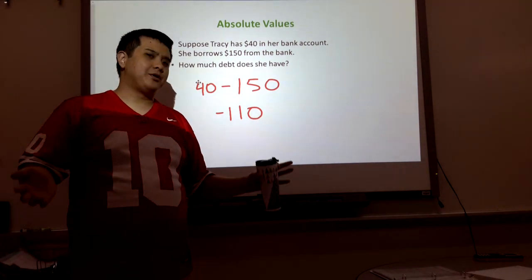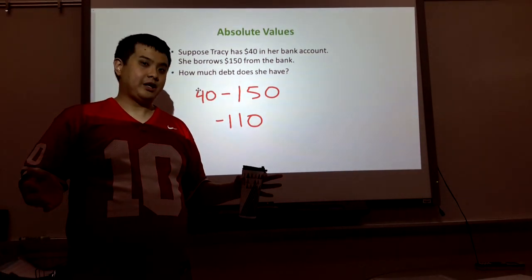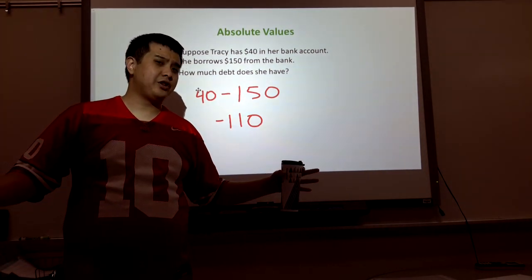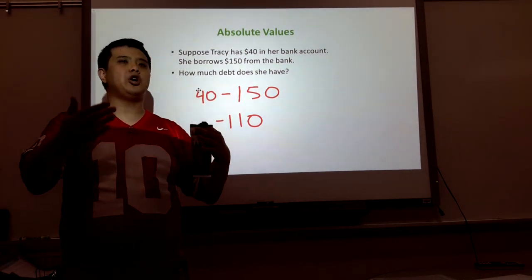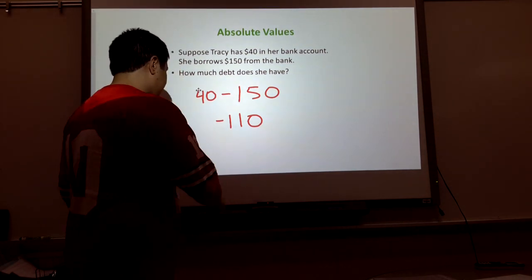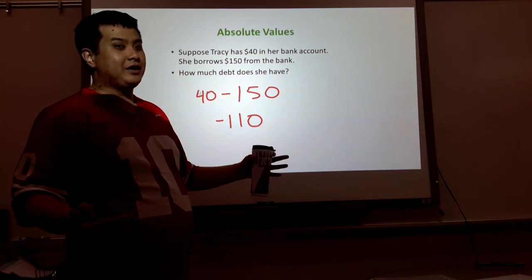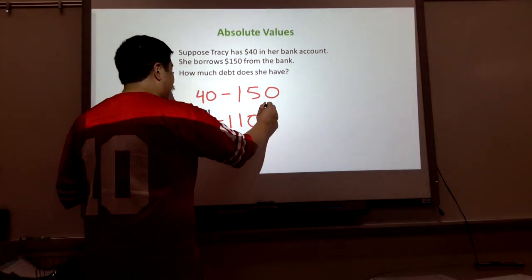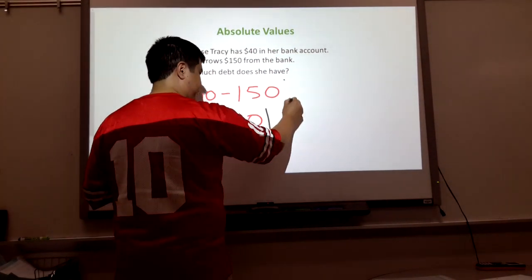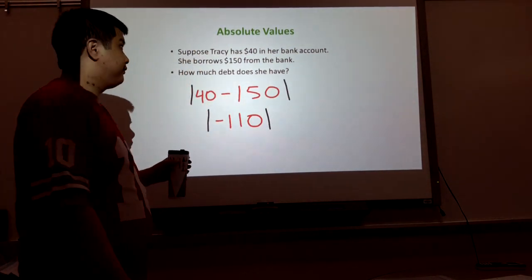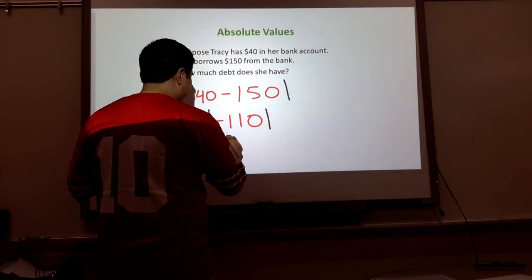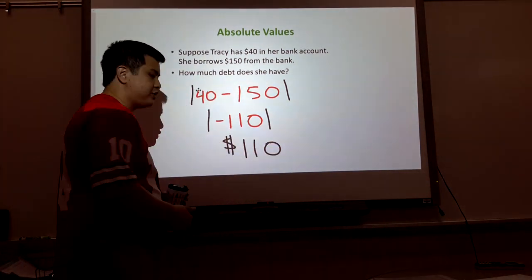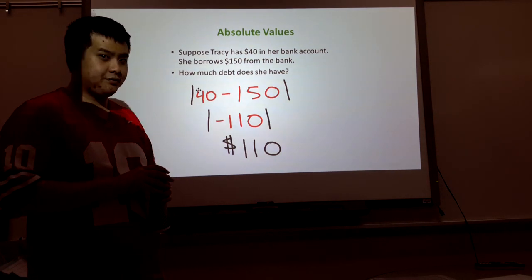But we're not asking how much money she actually has in real income. If that was the case, we can say -110, but we're asking how much money she owes. Which means that she can only owe a positive amount. It doesn't make sense to owe a negative amount. So we have to take the absolute value of that. So in the end, she owes them $110. Notice that I'm using units in my answers.